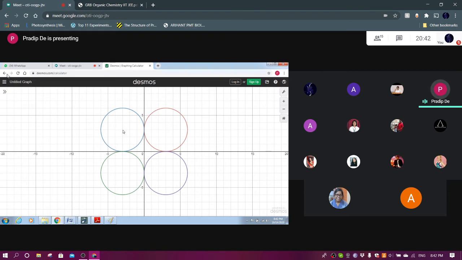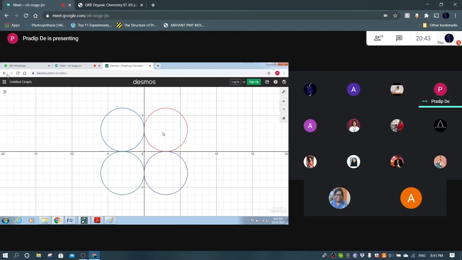Similarly, the center of the second circle, in the second quadrant, has coordinates -3, +3. In the third quadrant, -3, -3, as you can see in the diagram. In the fourth quadrant, the center is at +3, -3.